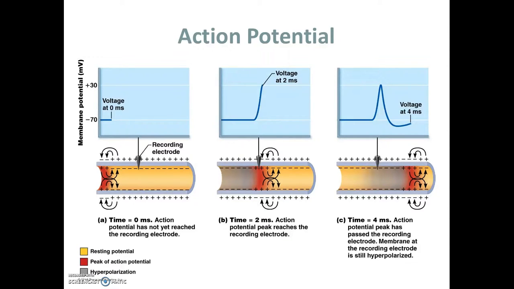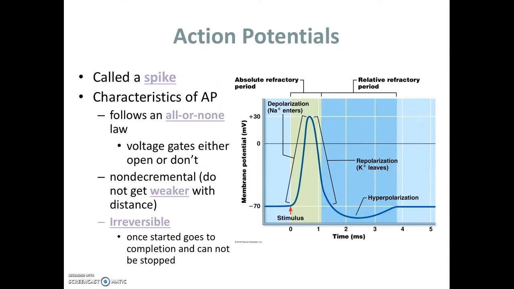Notice that the action potential is only happening in one area of the membrane at a time. So it moves down the length of the membrane, creating an electrical current. An action potential is also called a spike. The characteristics of an action potential include following an all or none law. Either these voltage gates open or they don't.